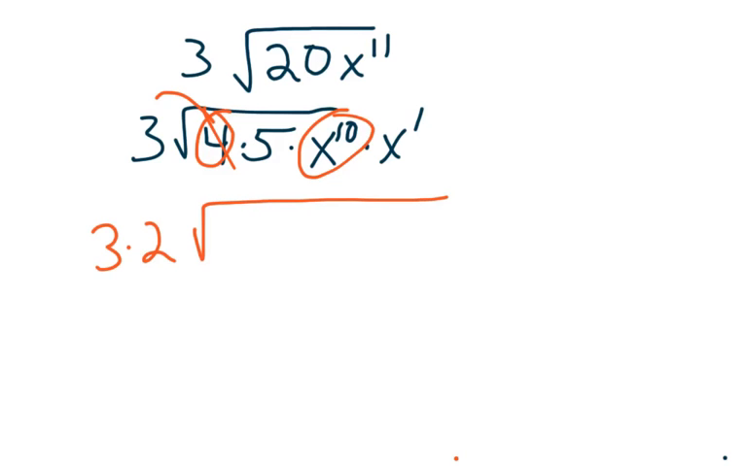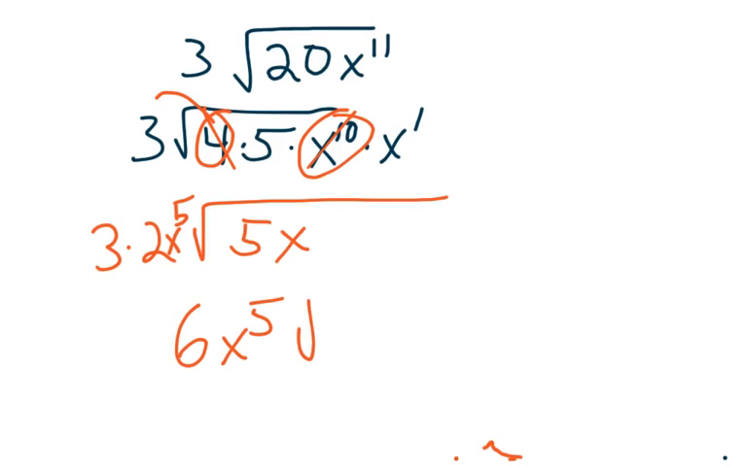Also, cross that off so you know you don't use that. X to the 10th, divide that by 2. That becomes x to the 5th. And cross that off. Now the only thing that remains is 5x. So really your final answer is 6x to the 5th times the square root of 5x. And this answer looks kind of complicated. It looks like it's not right, but it actually is.